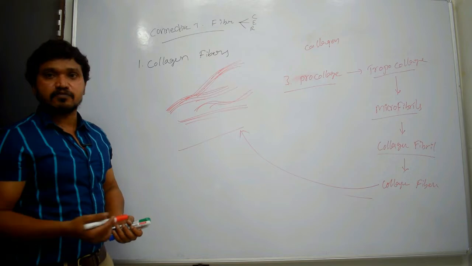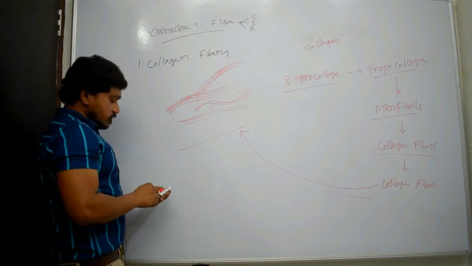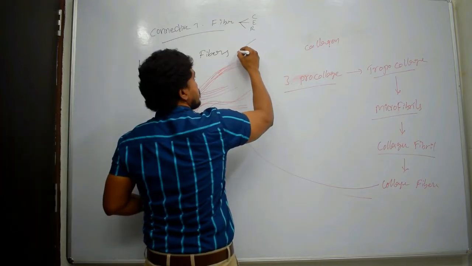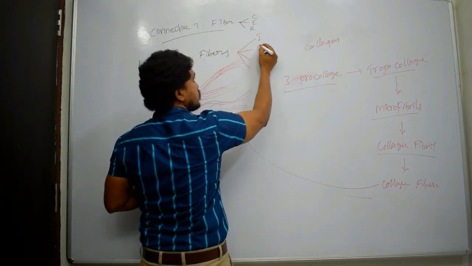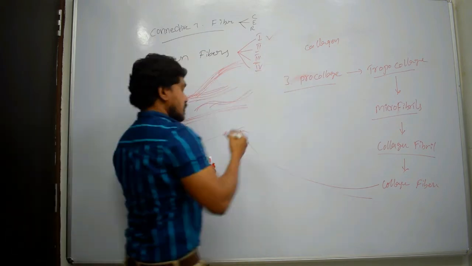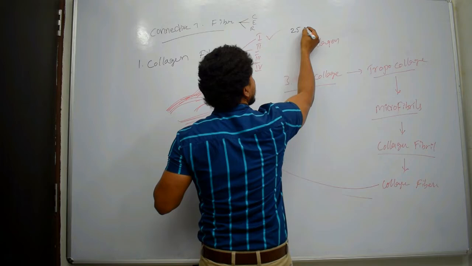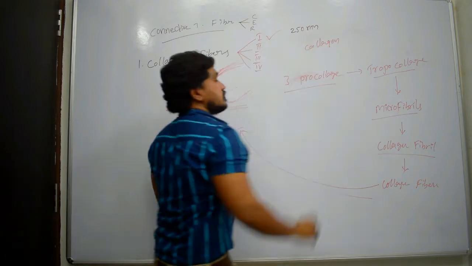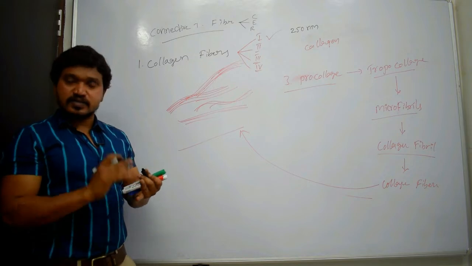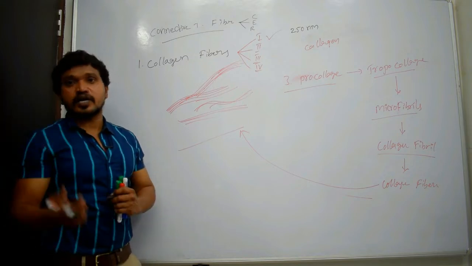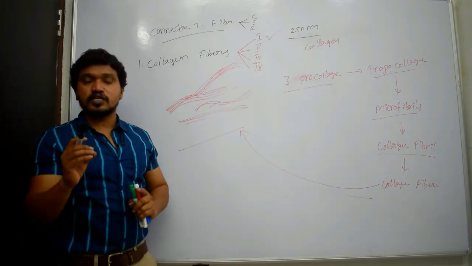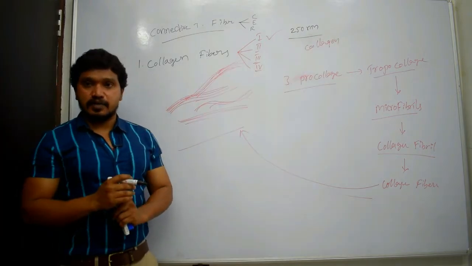What are the different types of collagen fibers? Actually, collagen fibers are divided into many types, but we will discuss only the main types: type 1, type 2, type 3 and type 4. Type 1 fibers are 250 nanometers in diameter. They are abundant in distribution. They are present in the tendons, ligaments, bone, and the reticular layer of the dermis of skin. Type 1 collagen fibers are very large in diameter.